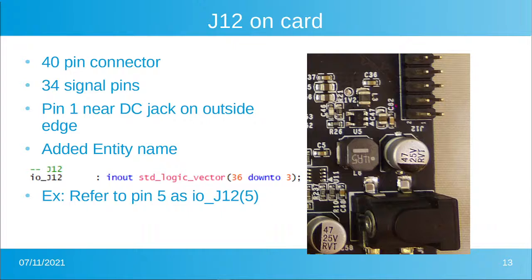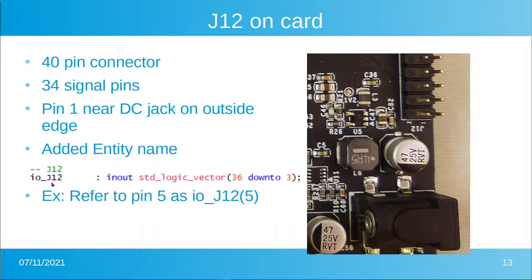J12 physically is located on the card here. You can see the silkscreen J12 pins 1 and 2, and it goes down through a 40-pin connector. 34 of those pins are available for signals. And note that pin 1 is close to that DC jack if you're trying to read it. The text on these things is tiny. That little 1 and 2 is very hard to see. That's why I zoomed in here. But I added an entity name for it.